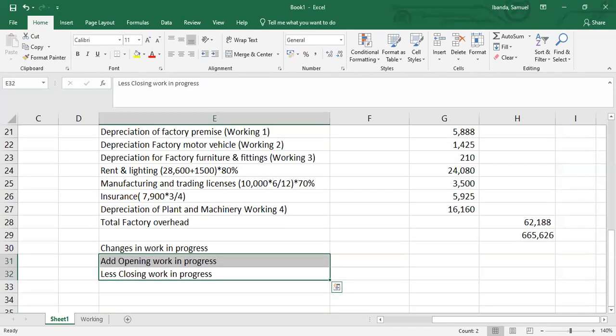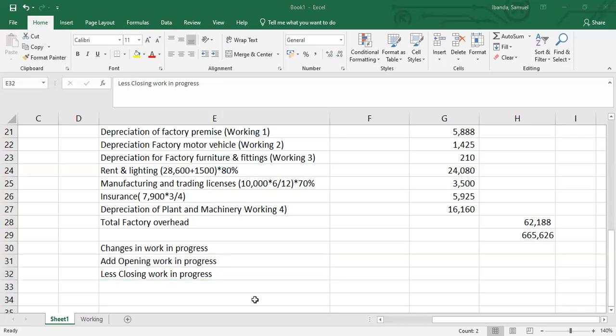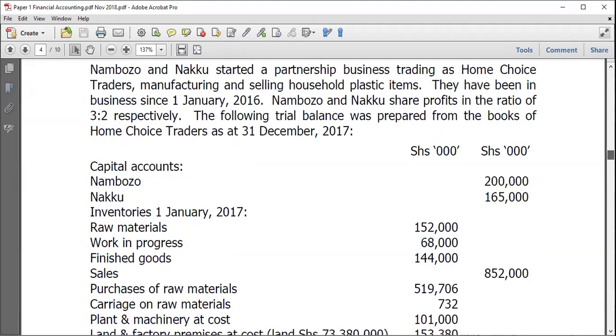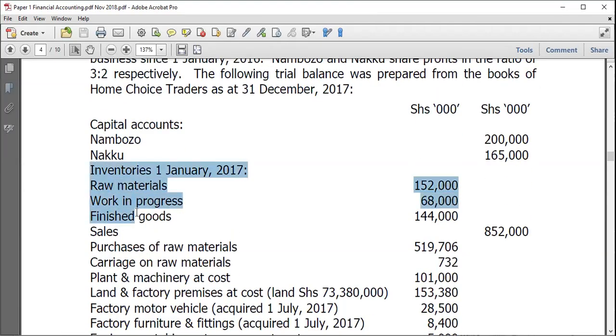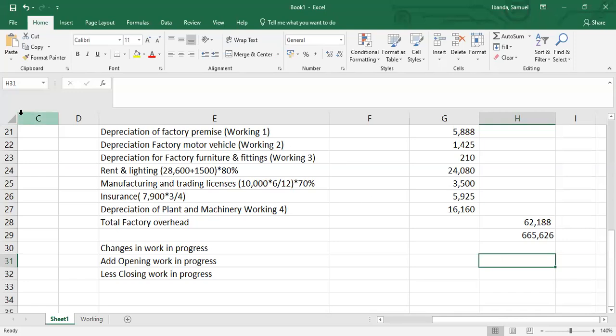Now in most cases the examiner will give you this. That sometimes is called WIP. So what this means is that when you come to your question right here, when you go up here, I want you to look critically. We have the opening work in progress, which is 152 for raw materials. Then work in progress is 68 here. So I'll pick the 68 and take it to right here. My opening work in progress is that. I'll add it. It is 68.